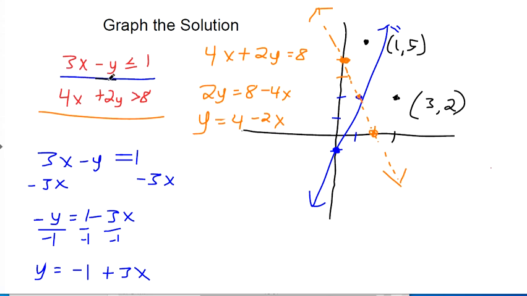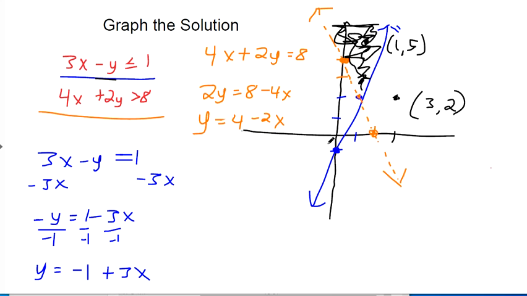If you plug in 1 for x, 5 for y, then 3 minus 5 makes -2. -2 is less than 1, so it checks out with the first equation. But we got to try with the second equation. If you plug in 1 for x, 5 for y, 4 times 1 makes 4. 2 times 5 makes 10. 4 plus 10 is greater than 8, right? It's 14. So it worked for both of them. This is our solution, okay?